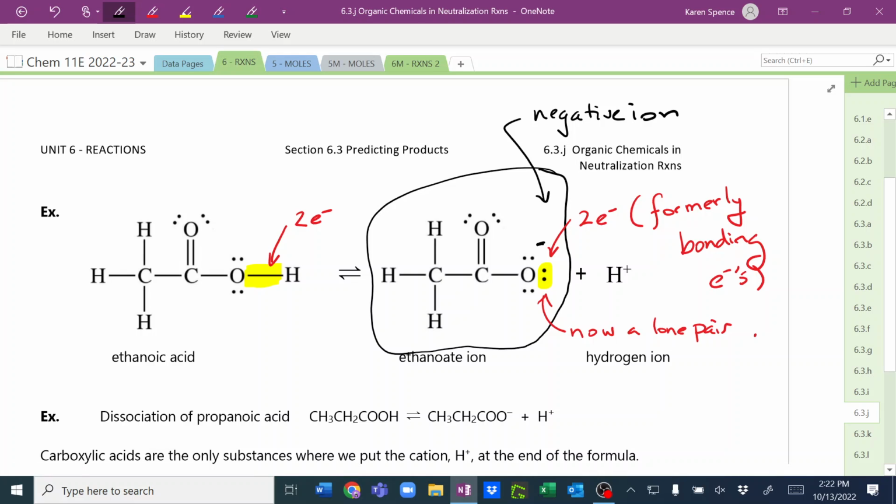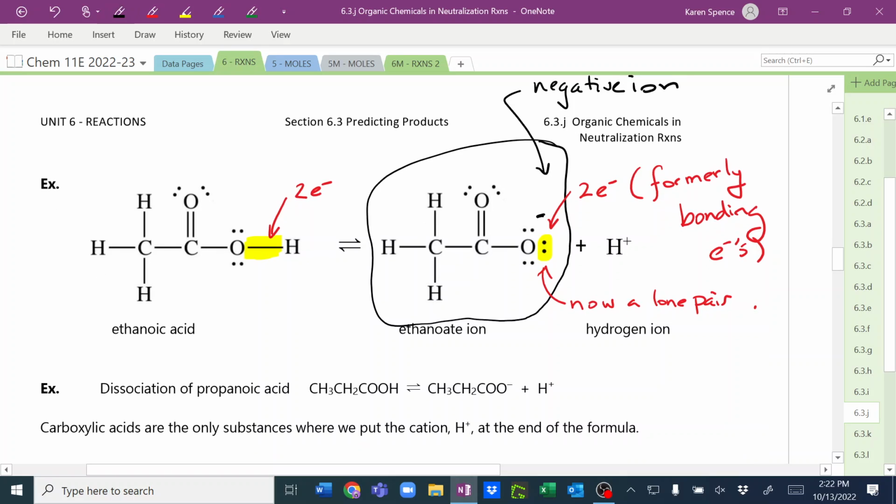So when you draw the dissociation of these acids, it's always that terminal hydrogen that falls off. It's not the hydrogens on the carbons.